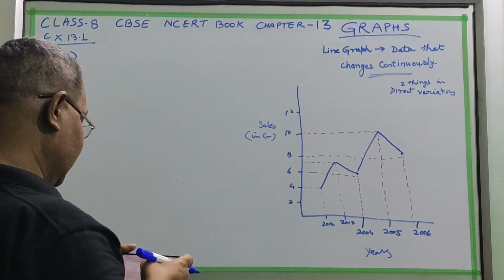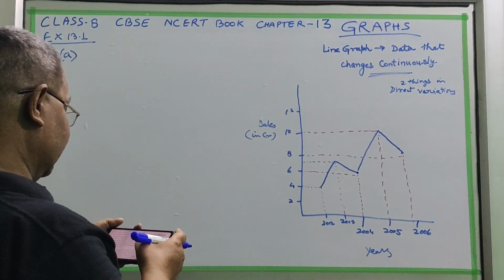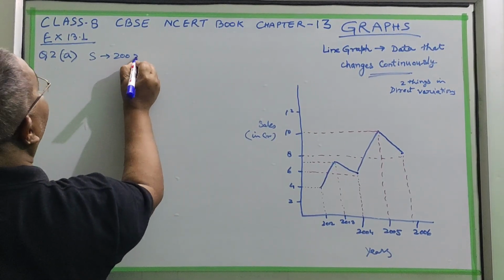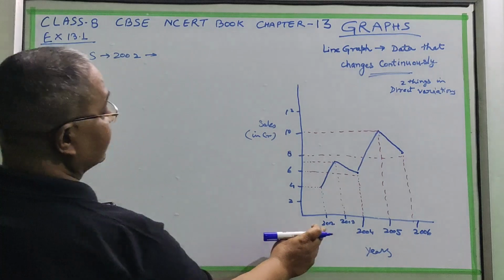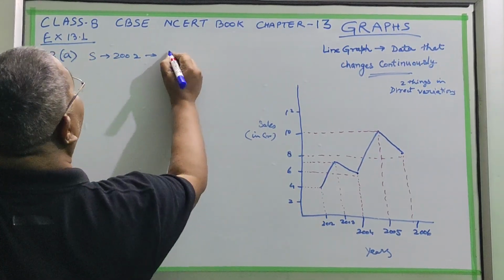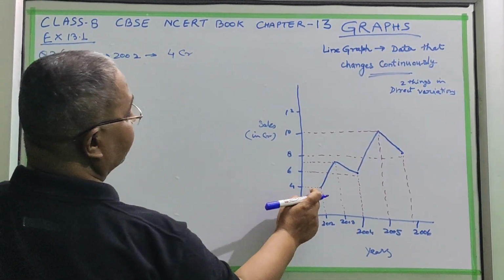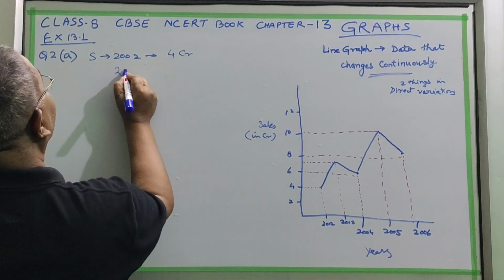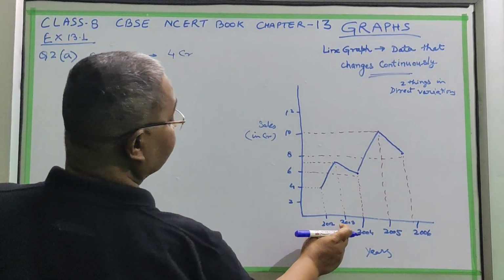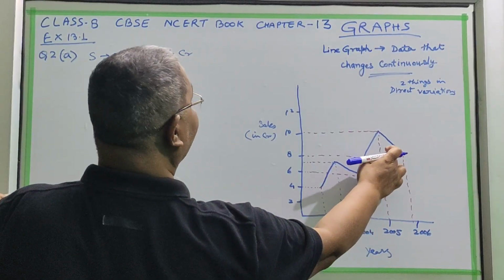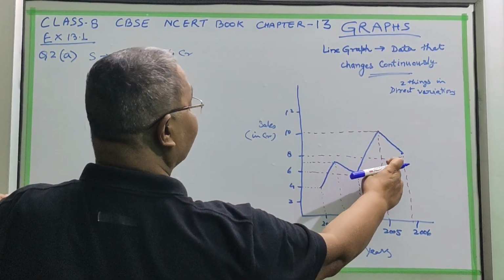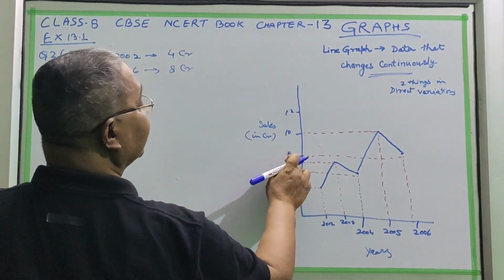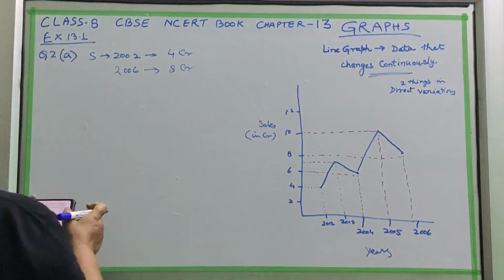Now question number 2A. What were the sales in 2002? Sales in 2002 was 4 crores. Very simple, you have to write 4 crores. And what is in 2006? It was 8 crores, because this line is coming up to 8. 6 and 8 matching.